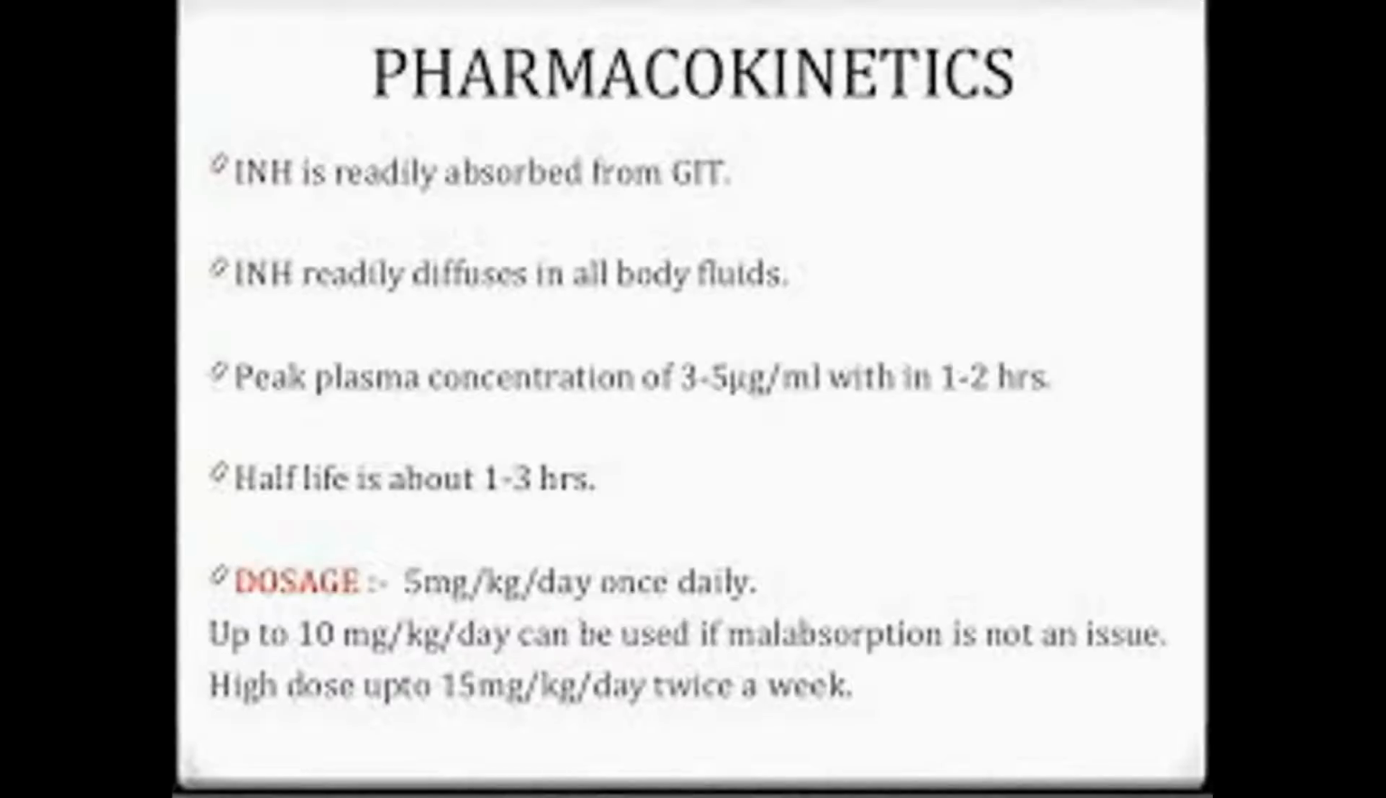The half-life in slow acetylators is 3 to 4 hours, while in fast acetylators it is only 1 hour. Peripheral neuropathy is more common in slow acetylators, while hepatotoxicity is more likely in fast acetylators. If INH is given once weekly in fast acetylators, adequate therapeutic concentration may not be attained. Metabolites of INH are excreted in urine.